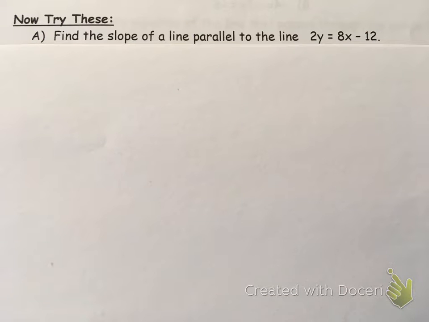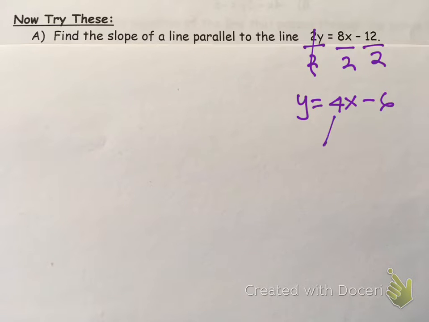Now you will pause the video and try these on your own. It says find the slope of a line parallel to the line 2y equals 8x minus 12. So you'll pause this and go ahead and do it, and I'll come back to you with the answer. Okay, so our slope here is 4, and a line that's parallel has the exact same slope. So the slope of a line that's parallel to this line, 2y equals 8x minus 12, is equal to 4.